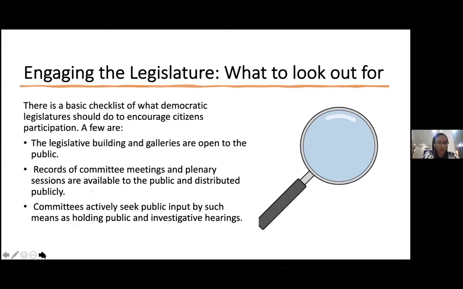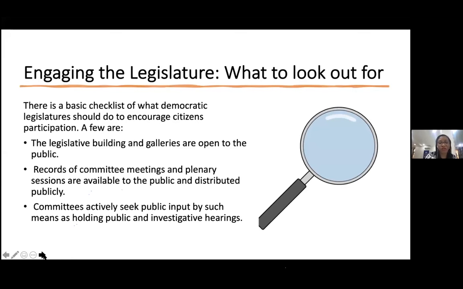And if the legislative building and galleries are open to the public, this is a very, very important marker of how open an assembly is. The records of committee meetings and plenary sessions are available to the public and distributed publicly. And I'm putting out this list for the benefit of people who work in the states, because I was informed that not all the participants here work with the National Assembly. So the records of committee meetings and plenary sessions should be available to the public and distributed publicly. Committees should actively seek public input by such means as holding public and investigative hearings.